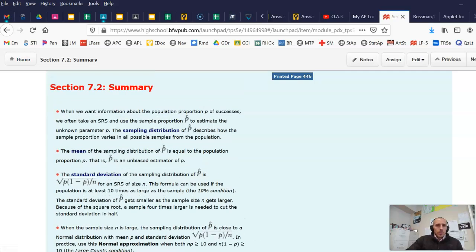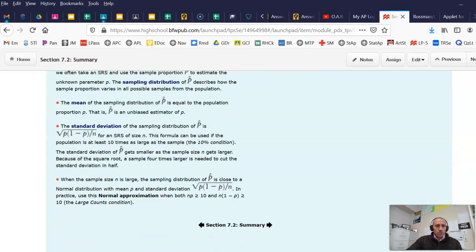Summarizing. When we're describing the sampling distribution, we're talking about center, the mean, variability, which is the standard deviation, and shape, is it approximately normal? The way that we can tell that is to check the large counts condition. And for the standard deviation, we're checking the 10% condition.